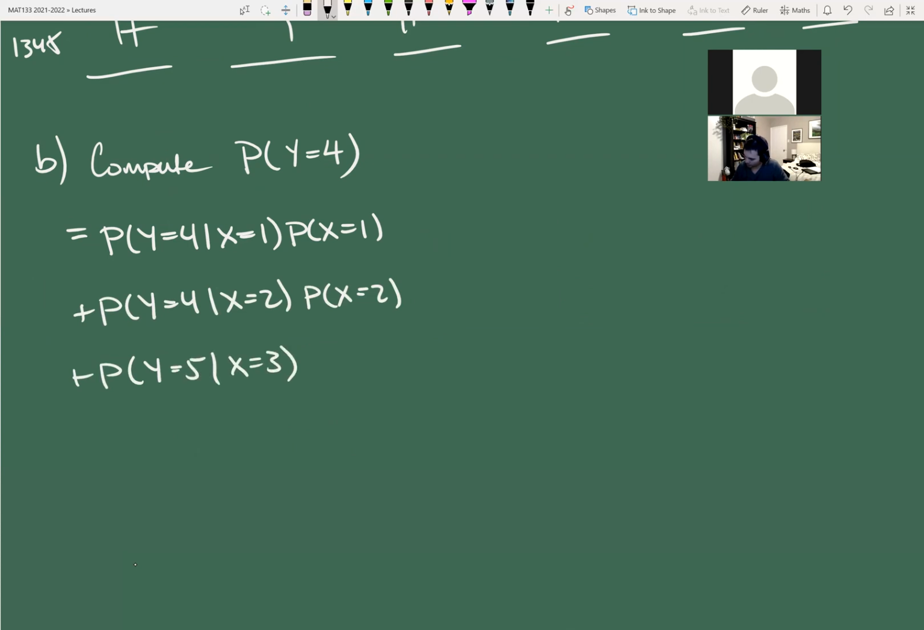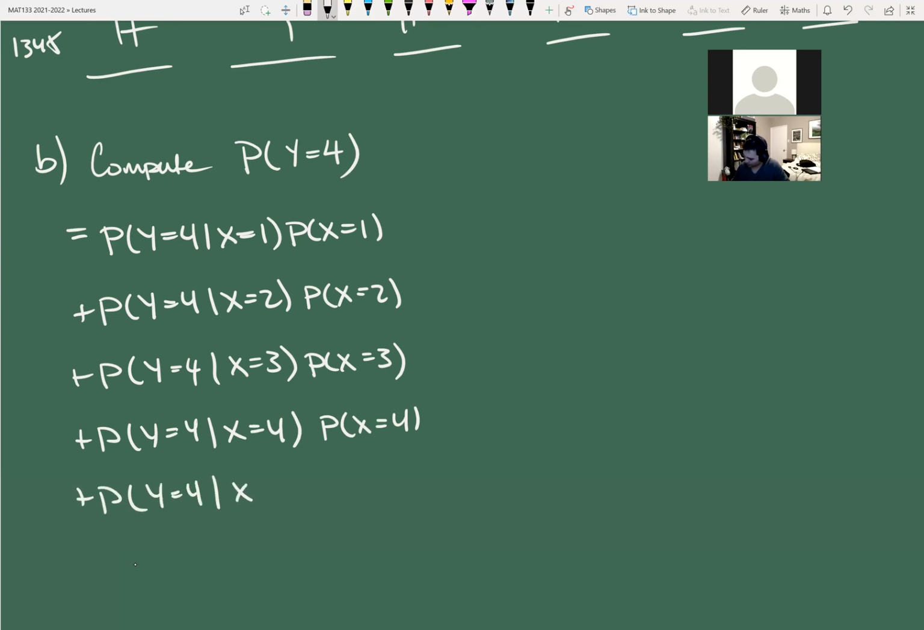X equals 3 times the probability that x equals 3 plus the probability, oh, sorry, this should be 4. Y equals 4 given x equals 4 times the probability that x equals 4. Just 2 more. Y equals 4 given x equals 5 times the probability that x equals 5 plus the probability that y equals 4 given x equals 6 times the probability that x equals 6. Okay, so this is called the law of total probability. And if you're not certain about where this comes up, this is the law of total probability.